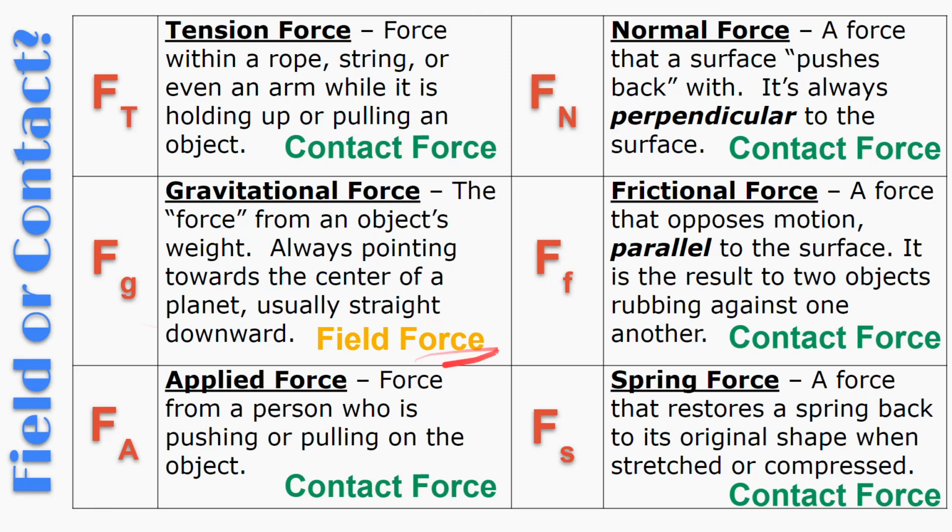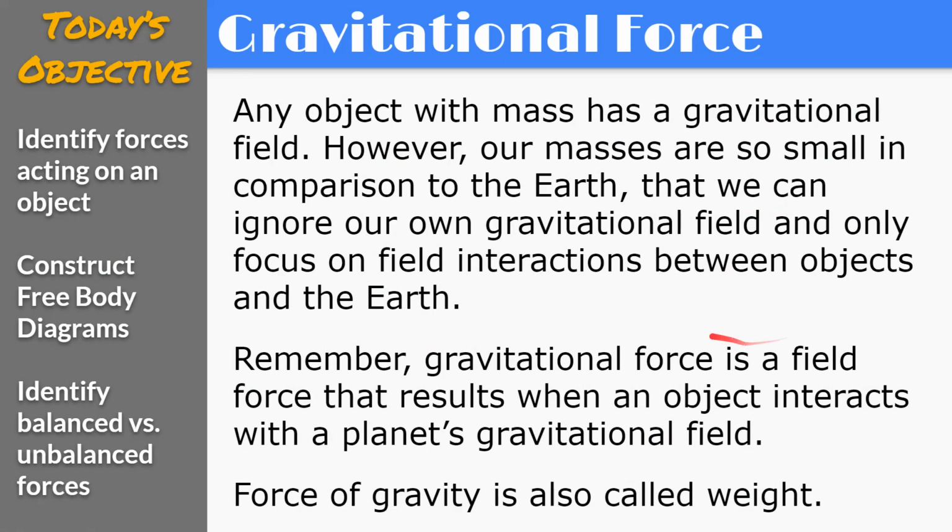So this one was a field force. And I want to talk a little bit more about the gravitational force. Any object with mass has a gravitational field. However, our masses are so small in comparison to the Earth that we can ignore our own gravitational field and focus on field interactions between objects and the Earth. Okay, so we're just going to look at interactions between objects and the Earth's gravitational field.